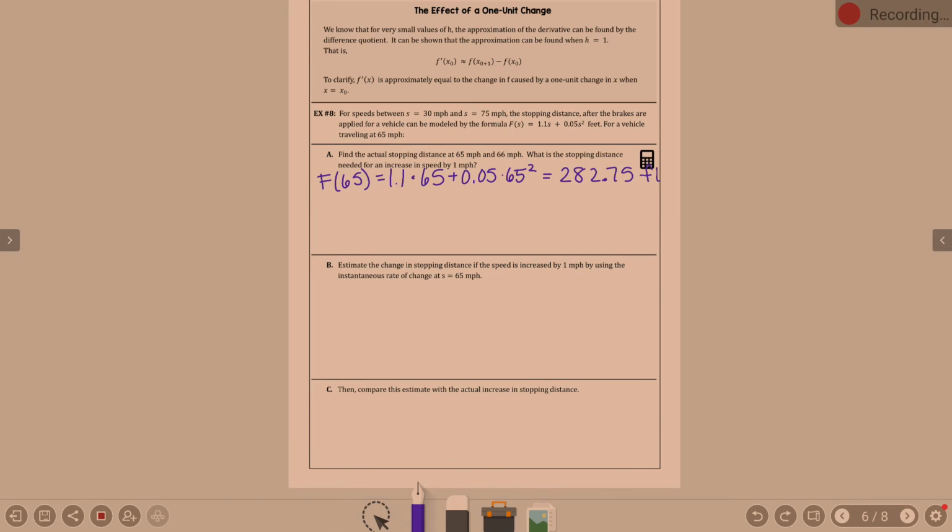We're also asked to find f of 66. So 1.1 times 66 plus 0.05 times 66 squared is some number. And this is where, if I'm using my calculator, I've already typed it in once, I'd go up and copy that down in my calculator and then just change those values. What do we have? I have 290.4 written in my notes.